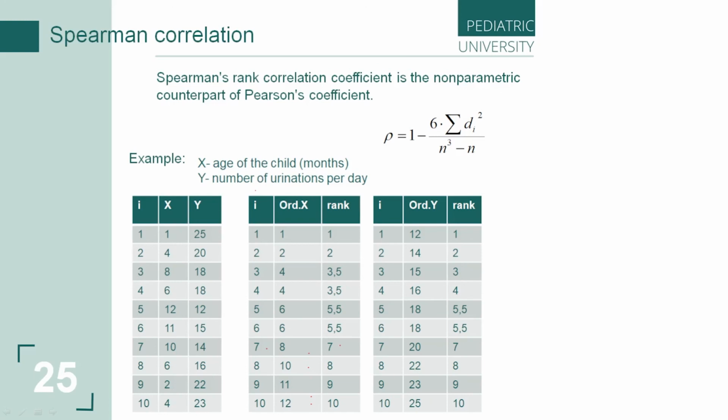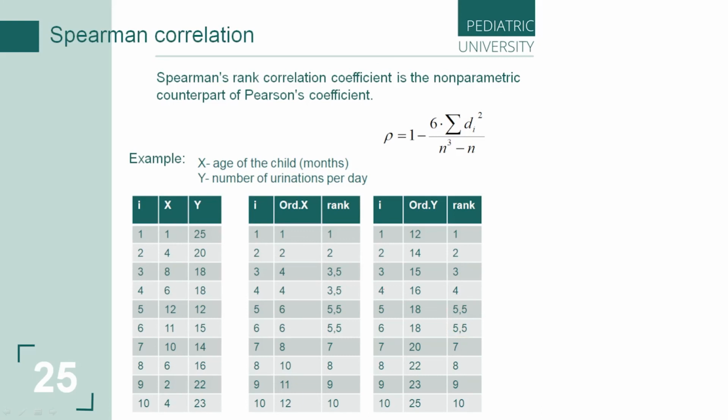We make the same calculations with the value y. First, we order our values from the smallest to the largest and arrange the ranks according to the same rule: for non-repeated numbers the rank is the same as the ordinal number, and for repeated values it is the average of the ordinal numbers.